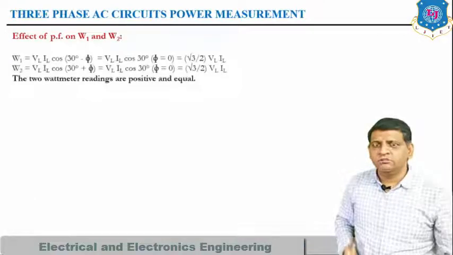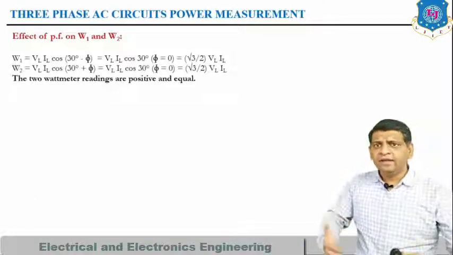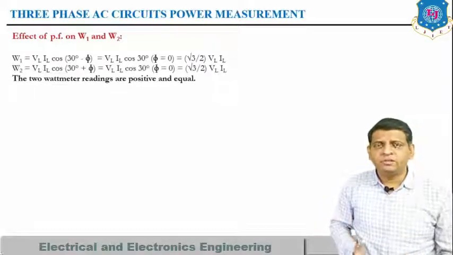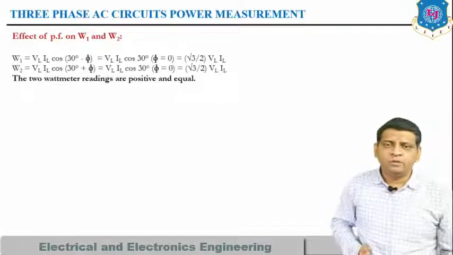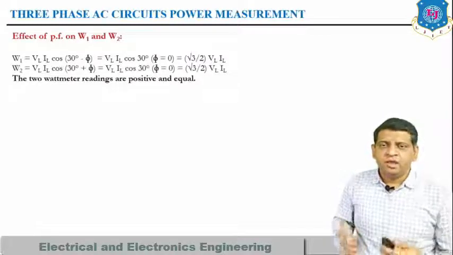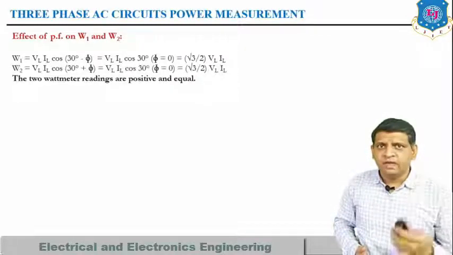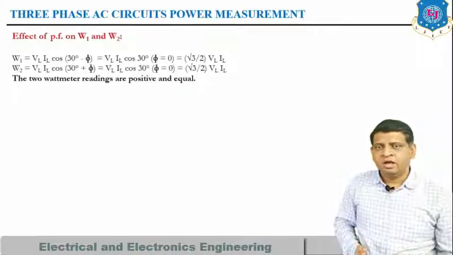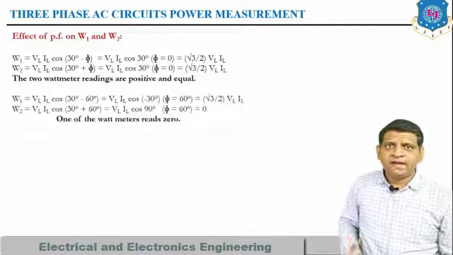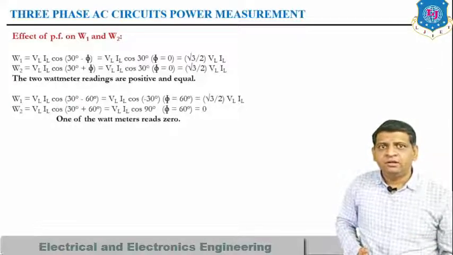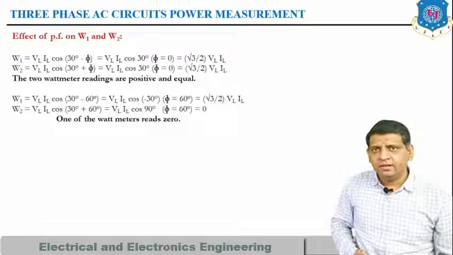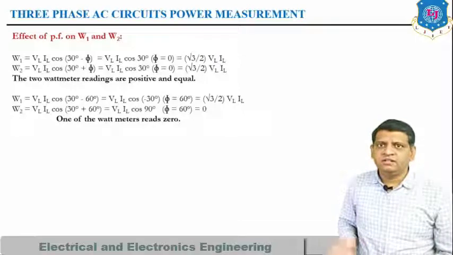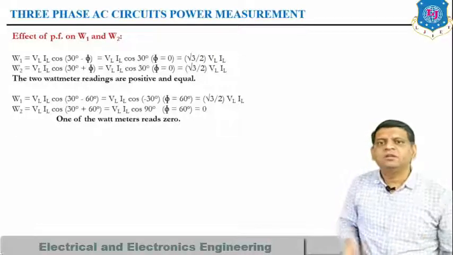Based on this terminology, further we find the effect of power factor on the wattmeter readings of W1 and W2. Let us take W1 equal to VLIL cos(30 minus phi) and W2 equal to VLIL cos(30 plus phi), where we take the value of phi equal to 0. For this case, W1 and W2 are the same and positive. If we take phi equal to 60 degrees, then you will find W1 is equal to root 3 by 2 times VLIL and W2 is equal to 0. So, here only one wattmeter reads 0. That means the value of power factor is equal to 0.5.